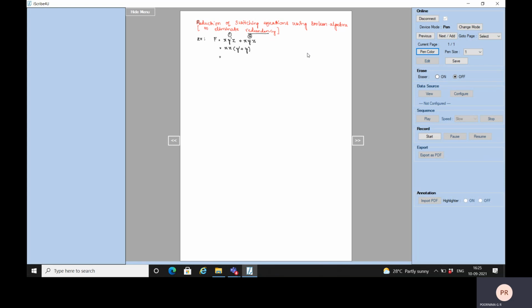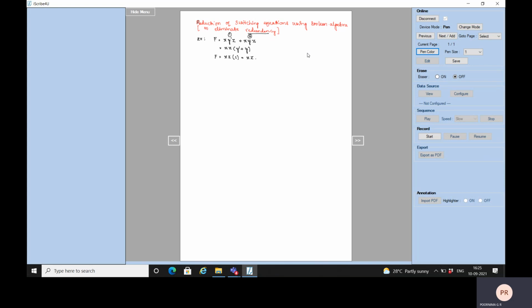Once you go for the reduction, it is x z times (y bar plus y). We already know that y bar plus y has the value 1. So hence the reduced expression is x z.